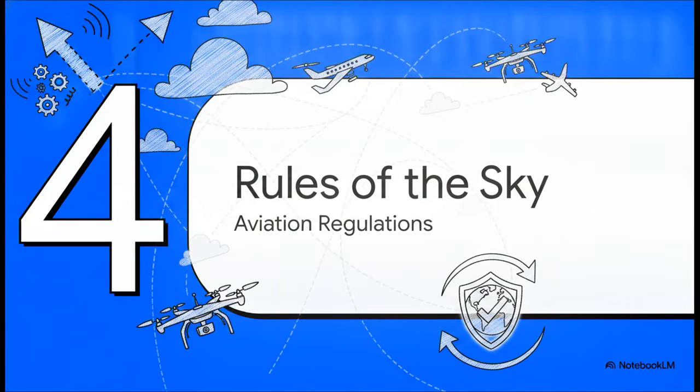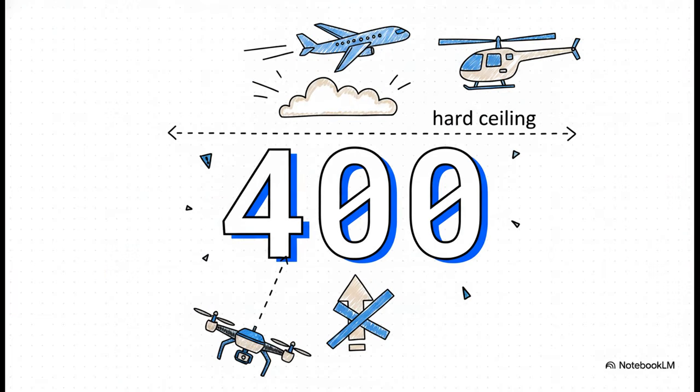All right, Section 4, Rules of the Sky. We've zoomed in on the mechanics. Now let's zoom back out to see how we safely integrate these things into the real world. 400 feet. Burn this number into your memory, because this is your hard ceiling. You are generally never allowed to fly higher than 400 feet above the ground. And this vital rule exists for a very good reason: to keep your drone safely away from manned aircraft, like commercial planes or medical helicopters that typically operate right above that altitude.